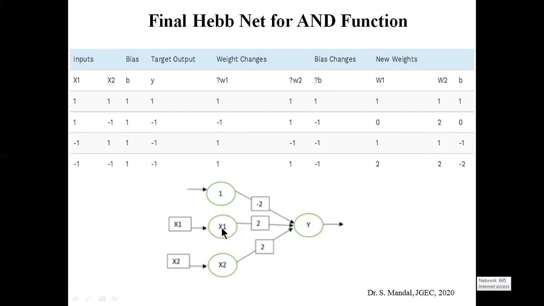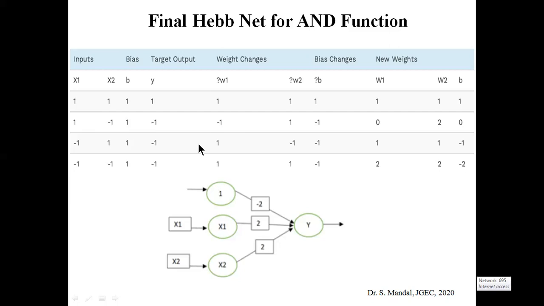If we implement it here, you can see this is the NN structure obtained by using Hebb's rule. x1 and x2 are the two input nodes, and this is the bias node whose value is always fixed to 1, but there is a weight associated with the bias, and the weight of the bias is -2. The new weights are 2 2. So if we implement this, we can easily get the AND function.